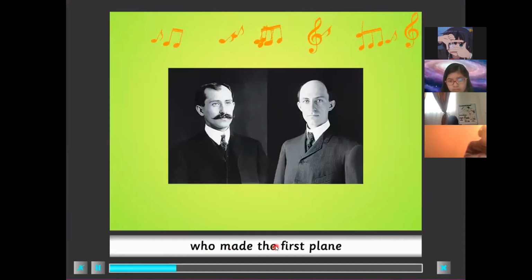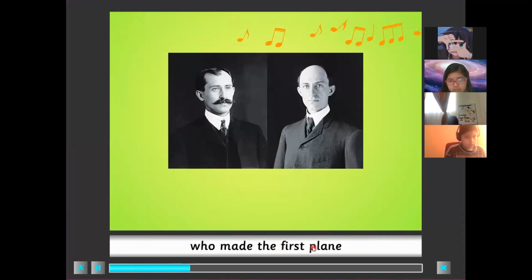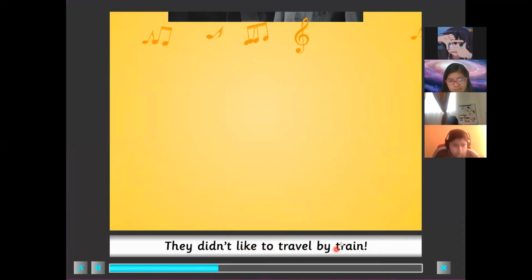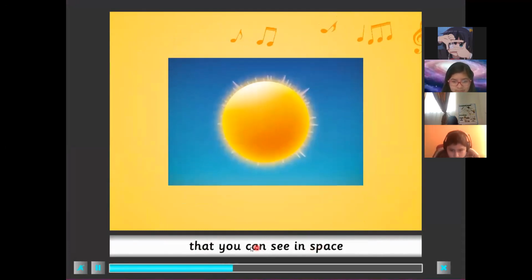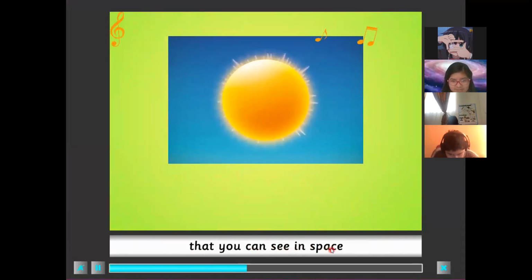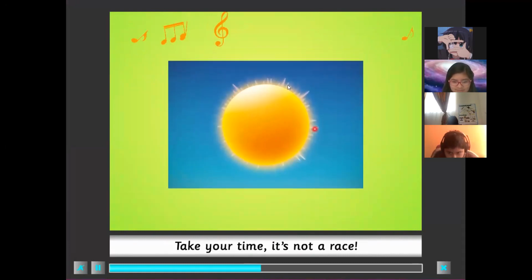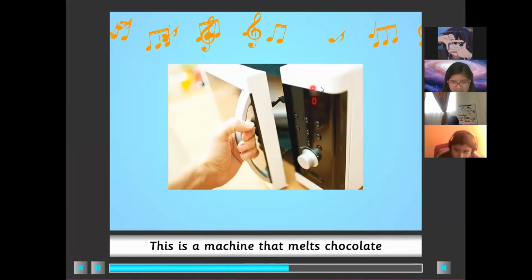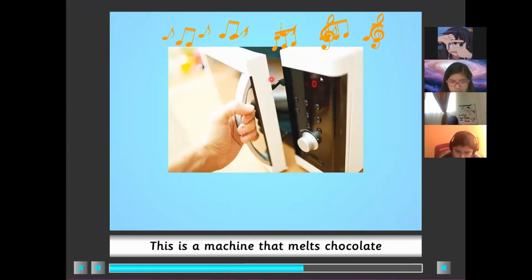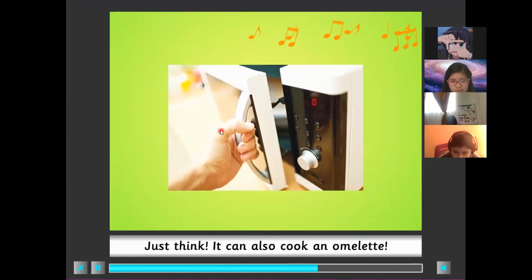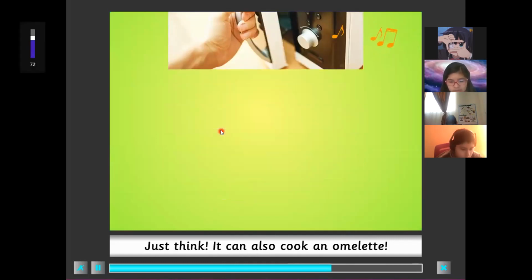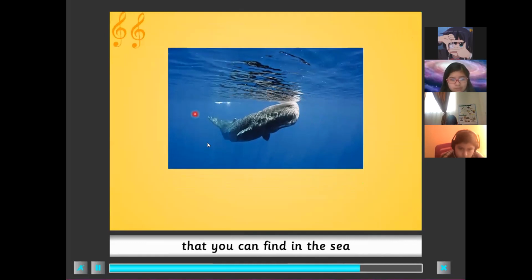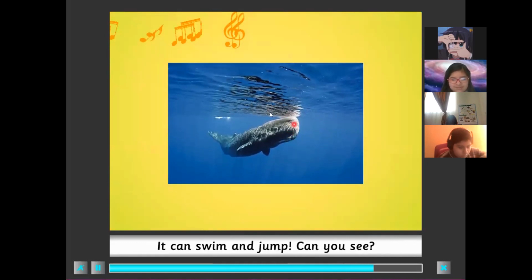You're the man who made the first train. Train, didn't like to travel. Travel, train, it's not that you can see it in the space. Take your time. No, no, race, race. This is the machine. Machine made, calculate. You think you can make a sound you can see. It can swim and jump.